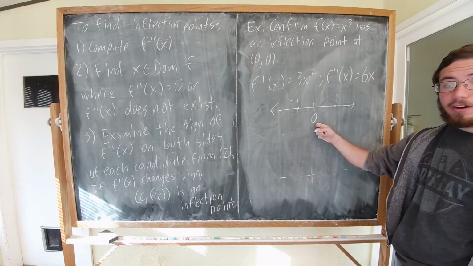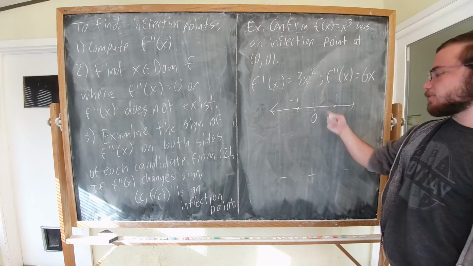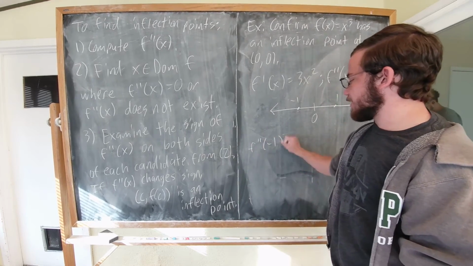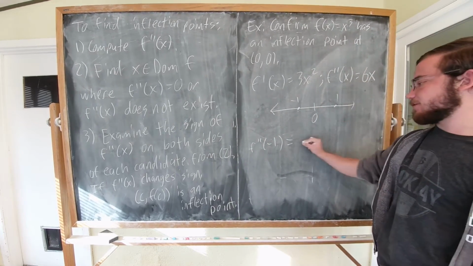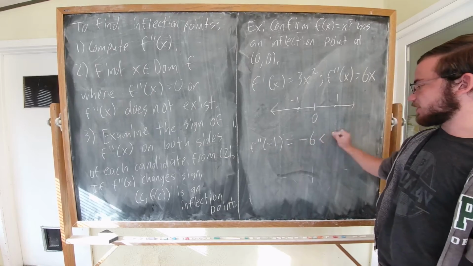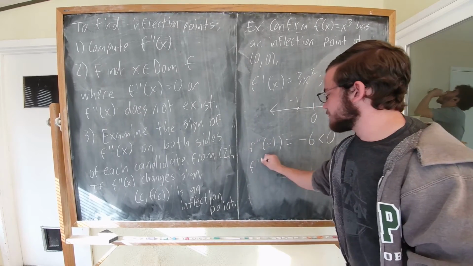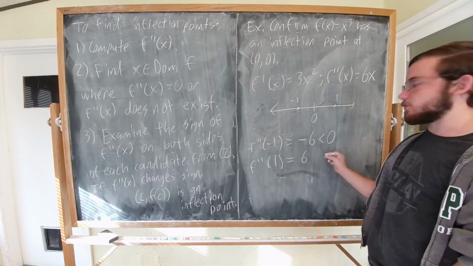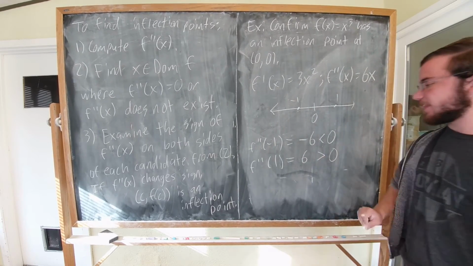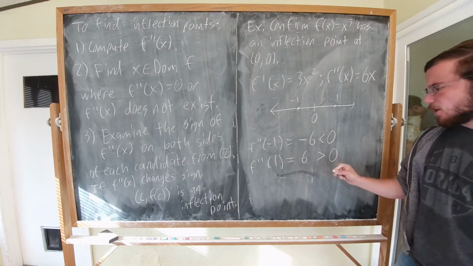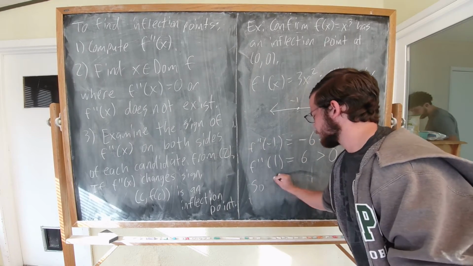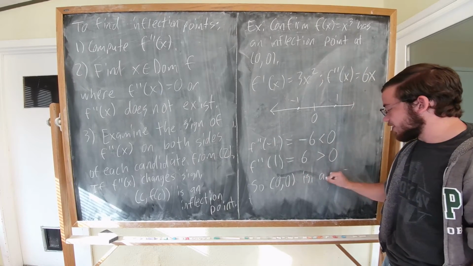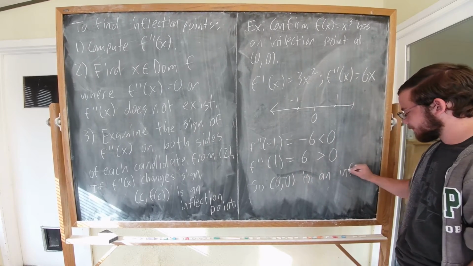0 is the point we care about that we're testing. -1 and 1 are our test points. f double prime of -1 would be -6, which is less than 0. f double prime of 1 is positive 6, which is greater than 0. Therefore, 0 is an inflection point.